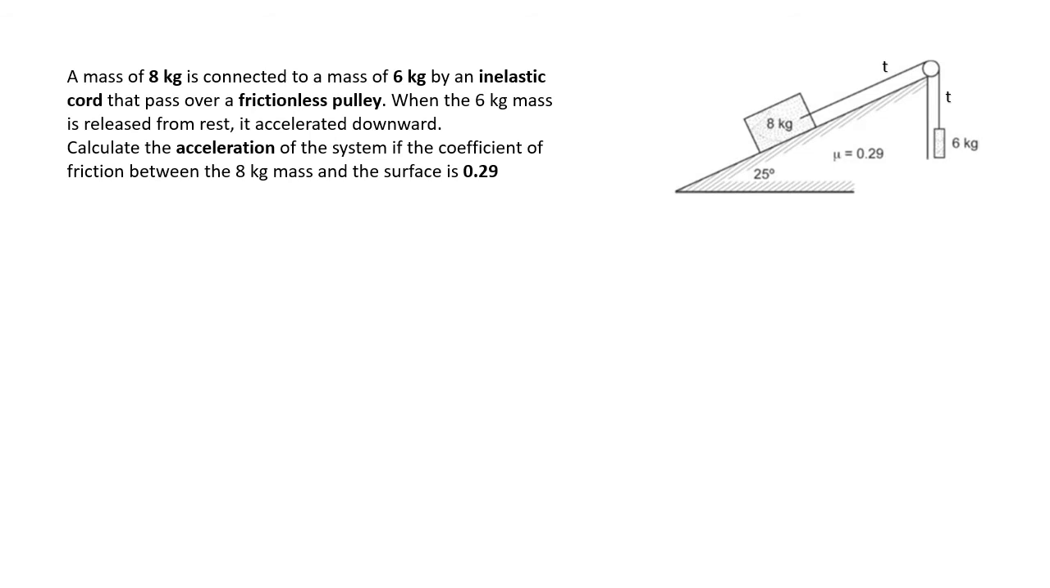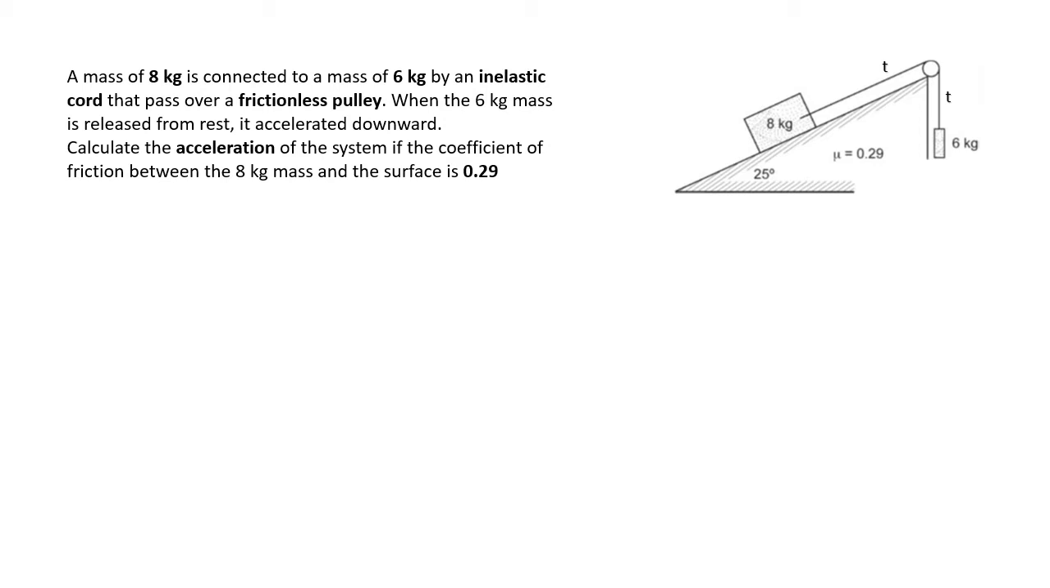Here we have a more standard example of a mass of 8 kg connected to a mass of 6 kg by an inelastic cord, and that passed over a frictionless pulley. When the 6 kg mass is released from rest, it's accelerated downward. Now calculate the acceleration of the system if the coefficient of friction between the 8 kg mass and the surface is 0.29. In this example, we ignore the elasticity of the cord and the friction of the pulley.